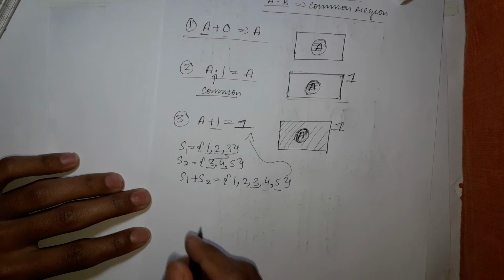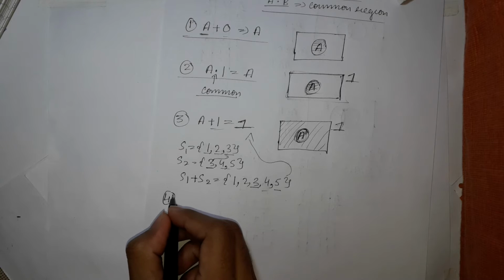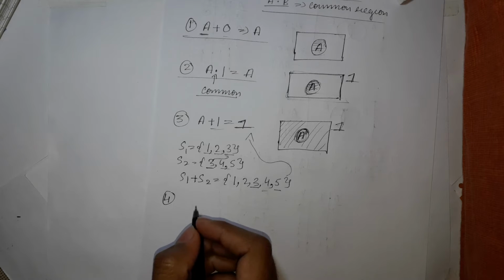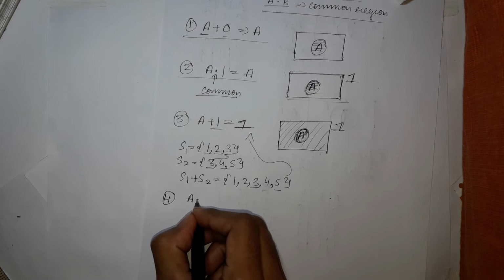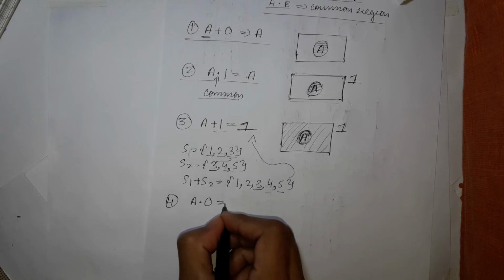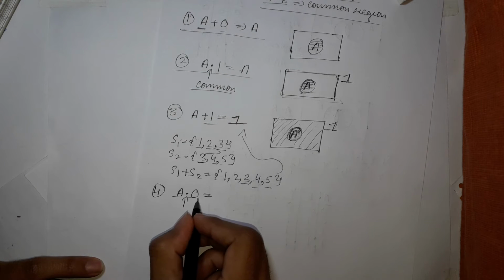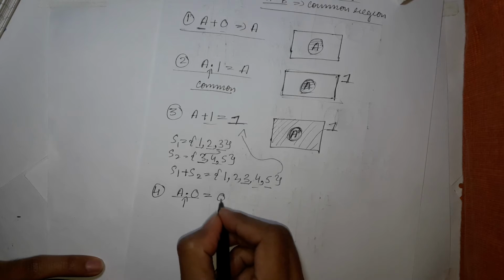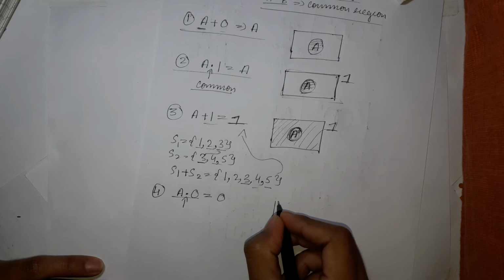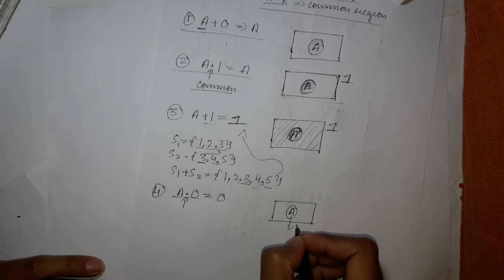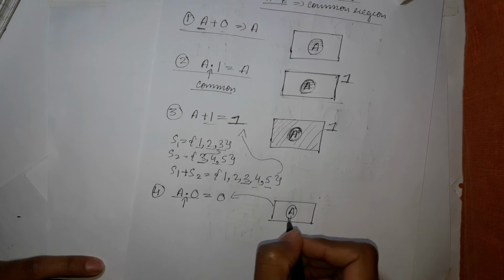Now the next question, question number 4. Guys, we can answer all these questions using the Venn diagrams. So the 4th question is A and 0. What is common between A and 0? Only 0. If you want to check it using the Venn diagram, let's see it once again. This is A. What is common between A and nothing? Nothing is common, so the output is 0.